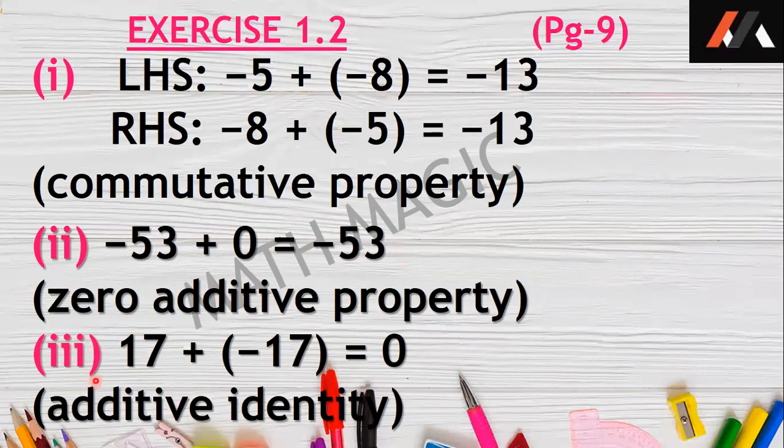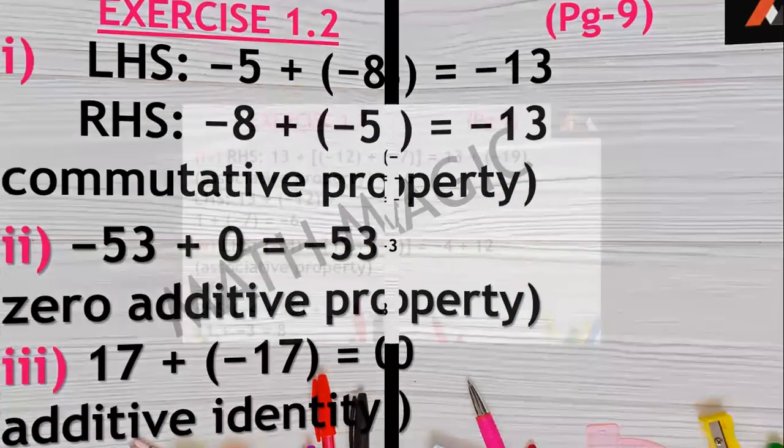Part 3. 17 plus minus 17 is equal to 0. We know that minus 17 is the additive inverse of 17. So by additive inverse property, 17 plus the additive inverse of 17, that is minus 17, we will get 0. 17 plus minus 17 will be equal to 0.